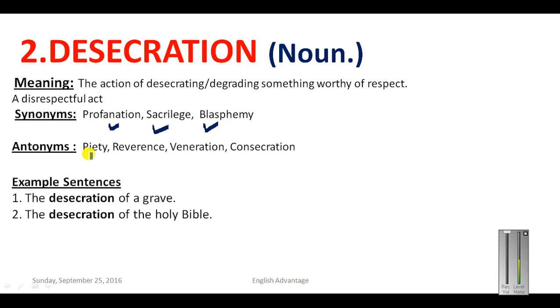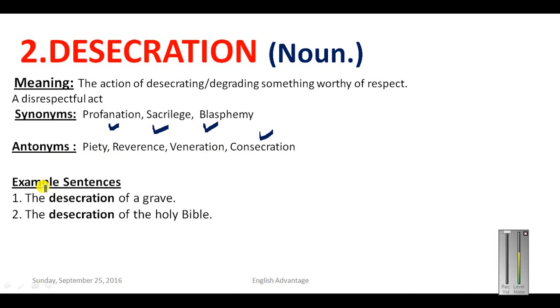And the corresponding antonyms for this word desecration are piety, reverence, and veneration. And consecration is also a very good word, consecration. So desecration and consecration are opposite words, and this word is very important: venerate or veneration. This is the noun form, veneration. Veneration means to respect something, to make something very religious and holy. So this is the meaning of veneration. And piety, this word has come from pious, and pious means to be very religious.